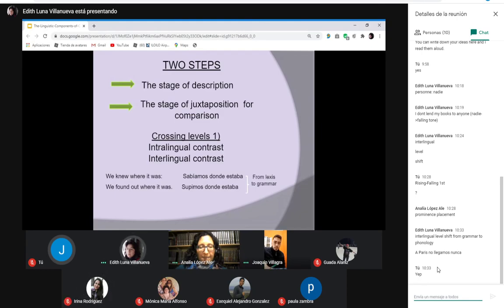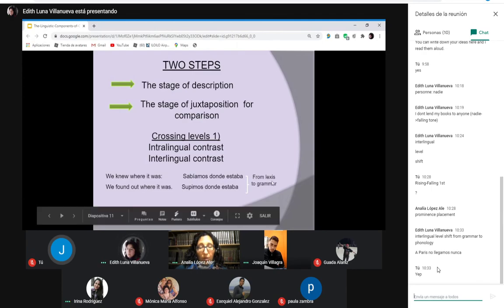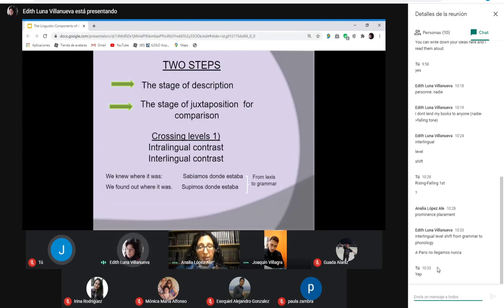level shift, okay, from lexis, because these were two different words in English, to grammar. What if we have done the study in a different order? We have considered the contrast in Spanish, I mean the contrast of tenses in Spanish, and then we saw how to sort this contrast in English by using two different words.